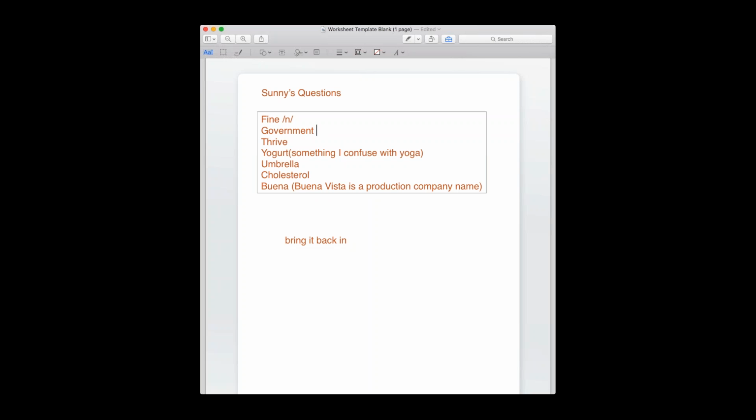Say this next one for me. Government. Government. So the trick is just that N in the middle. Govern. Government. You're going from the N to the M. Government. Good. And it's first syllable stress. Okay, do the next one.